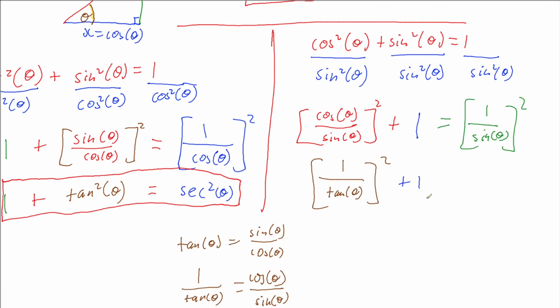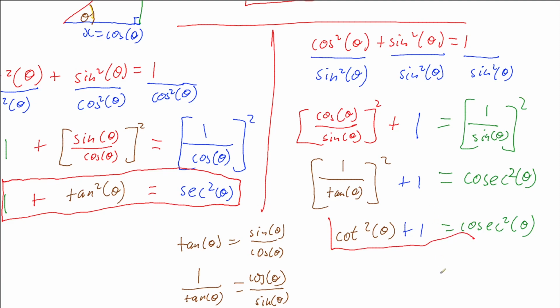And on our right-hand side, I have 1 over sine, which is cosecant. So 1 over sine is cosecant of theta. So I'm going to have cosecant squared. And just fixing up this 1 over tan, well, that is cotangent. So I've got cotangent squared of theta plus 1 equals cosecant squared of theta. And so that gives us our third identity that is one of the Pythagorean identities.